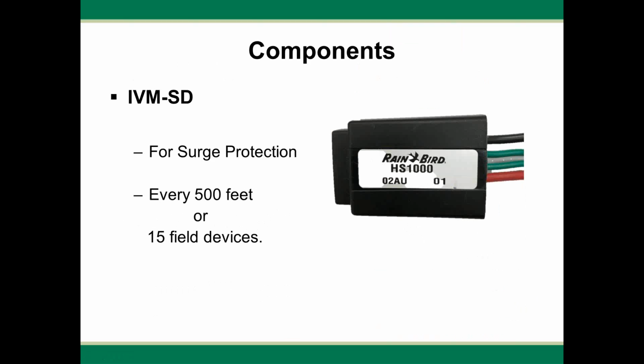Next, we're on to our IVM surge device. The spacing for this surge device is still going to be every 500 feet. That spacing requirement is exactly the same as our LXD. We still want that surge device every 500 feet. But with the IVM, we are going to allow you to go every 15 field devices. So this allows you to have more IVM SOLs, more IVM sensors, and more other modules in between surge devices. We wanted to give you that flexibility, but we still want to have one about every 500 feet.